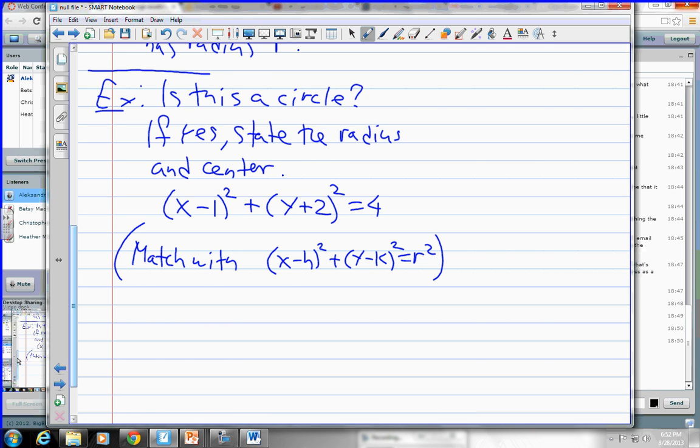So yes, it is a circle, and you're absolutely right. The radius of that circle is 2, because the radius is something that is being squared over there. So if r squared equals 4, then radius equals 2. Okay? So good. So yes, a circle. Radius equals 2. What is the center?